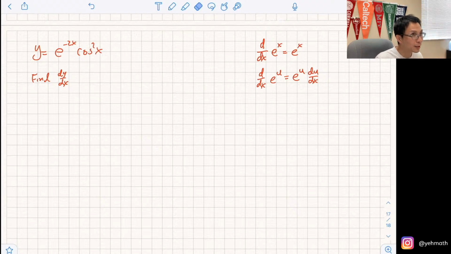You don't know this? Yeah, I never tested you on this because there was one in the last section before the volumes. So I never did test you on this. So yeah, the derivative of e to the x is equal to e to the x. The derivative of e to the u is e to the u times du dx.